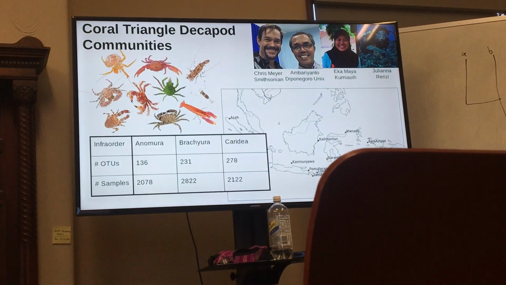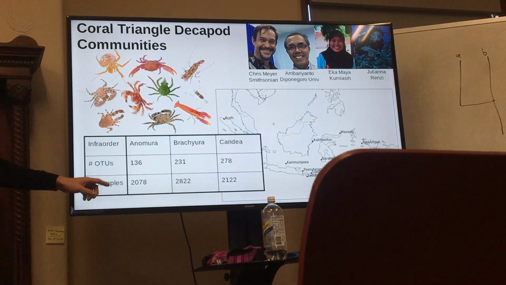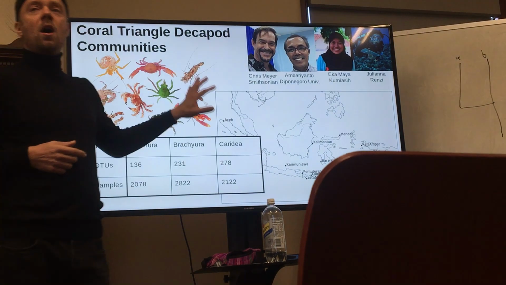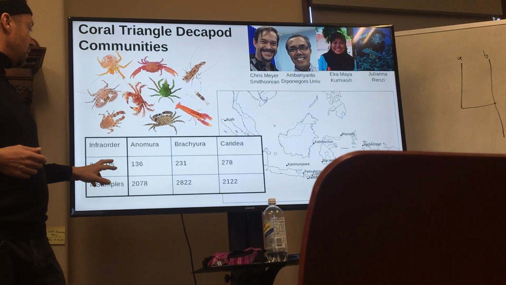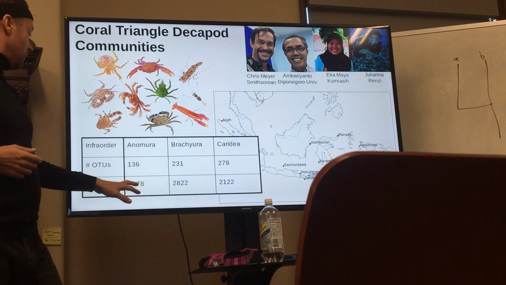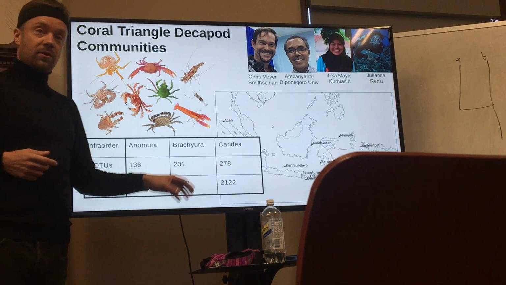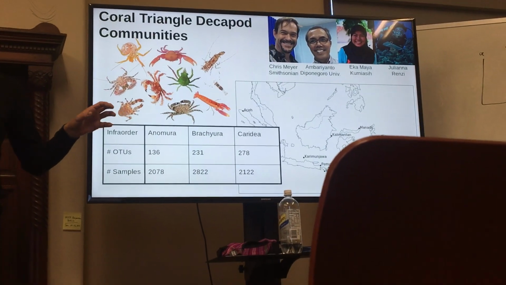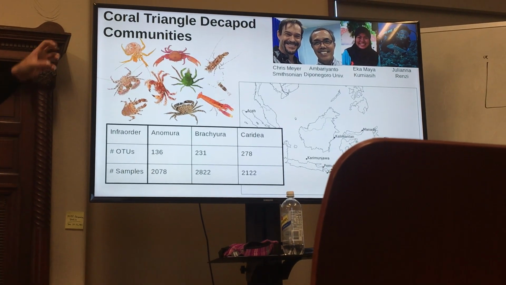So we did this, working with Chris Meyer and his Indonesian collaborators. We have 10 sampling locations. This is a ton of work. They did a ton of work in the field, and they gathered thousands and thousands of samples per site. Each site has on the order of 100 to 200 OTUs, so this is operational taxonomic units. You can just think of it as species without names, just like groups.